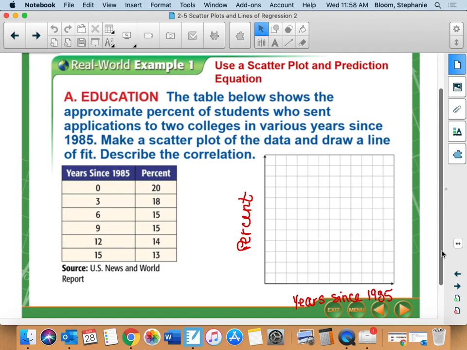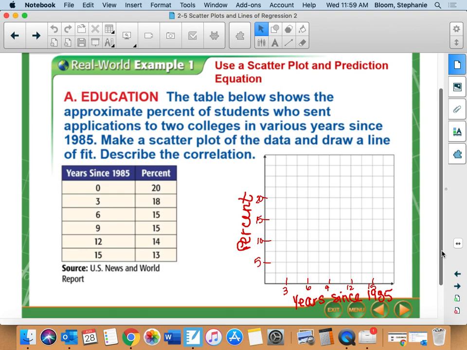And then I'm going to label my percent. Let's go by fives. So 5, 10, 15. I guess we could spread that out a little bit more. It doesn't matter how you do it. I'm going to spread that out some here. So 5, 10, 15, 20 is my highest, so I can stop there. And then my years, I have 0, and then 3, 6, 9, 12, 15.